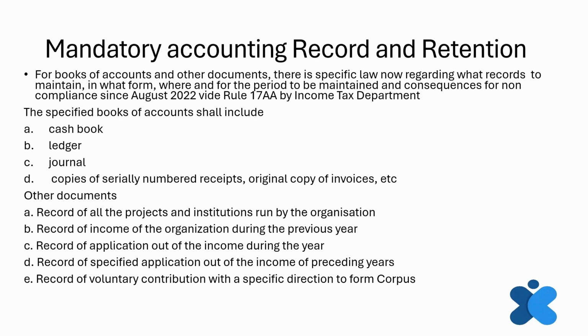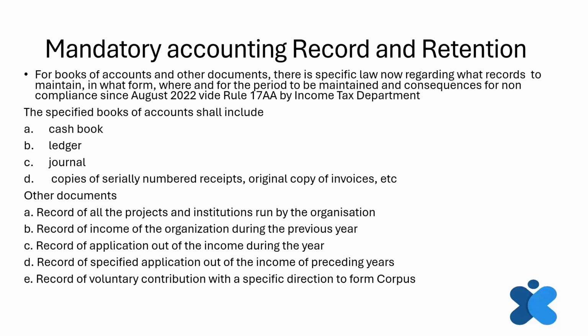Now, mandatory accounting records is the last point that I want to mention, because accounting records now have to be mandatorily kept by not-for-profit organizations from August 2022. There are two things that you need to understand. One is books of accounts. So what are the books of accounts that have to be maintained? Cash book, your ledger, your journal, and the copies of all the receipts, copies of invoices, etc. This is something which is mandatory.